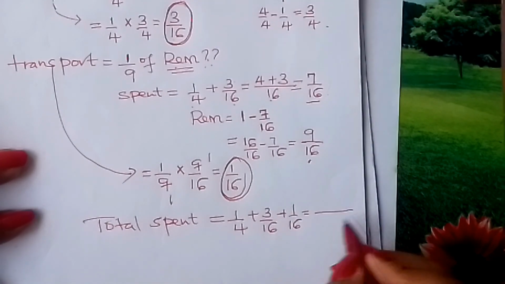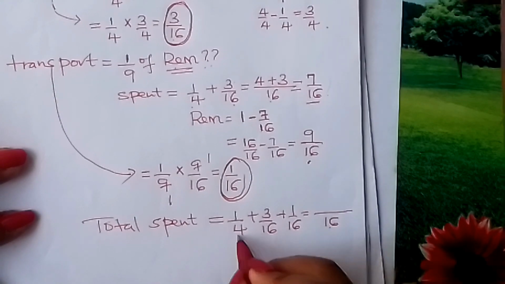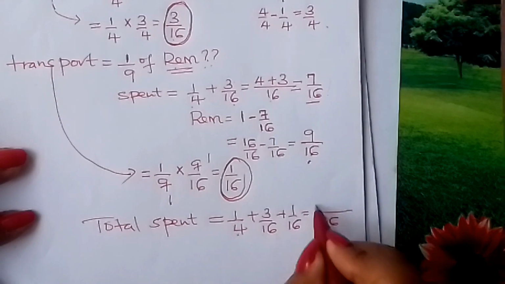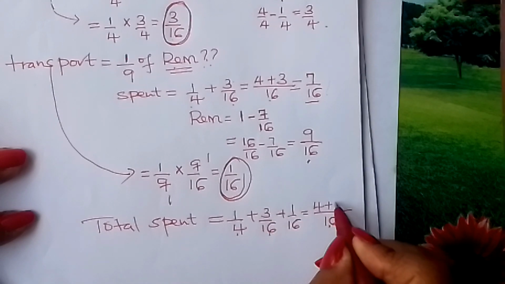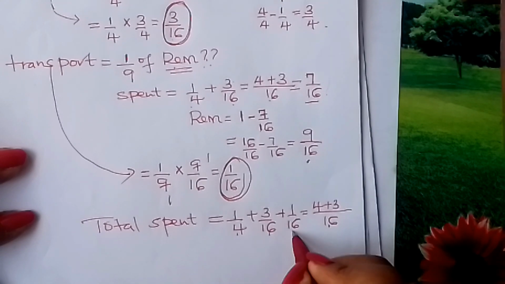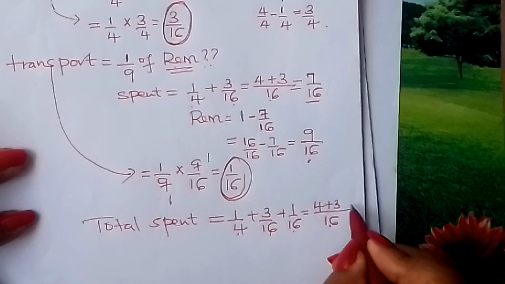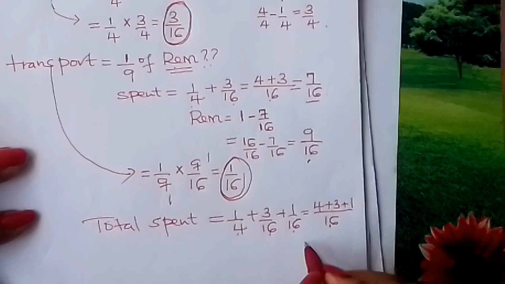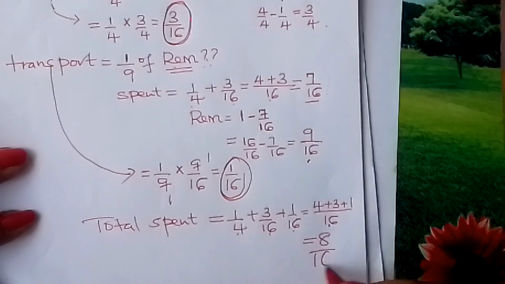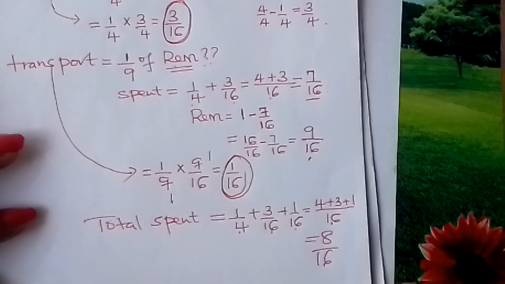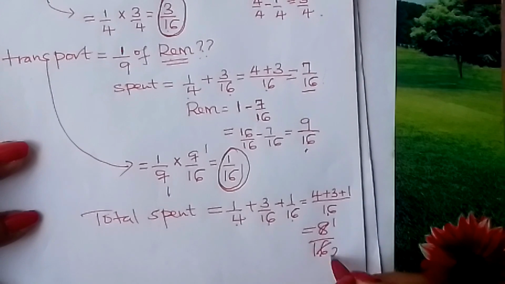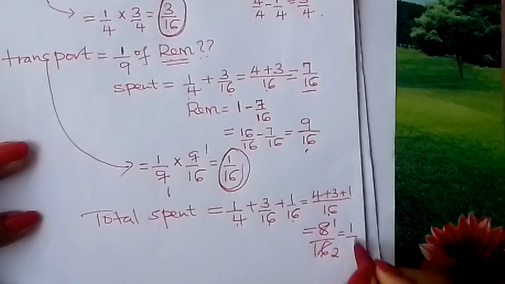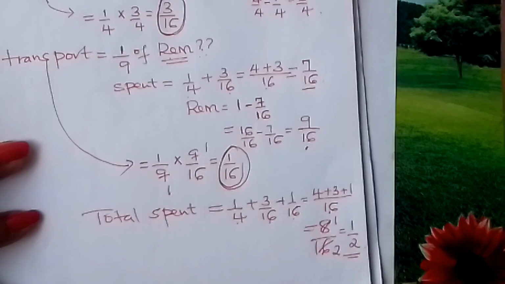You can get the LCM, which is 16. You do the necessary. This is 4 times 1, 4. Plus this divided by this is 1 times that is 3. This divided by this is 1 times that is 1. So adding all this, you get 8 over 16, learner. He has spent 8 over 16 of his salary. Simplified by 8, 1 by 8, 2. So he has spent a half of his salary.